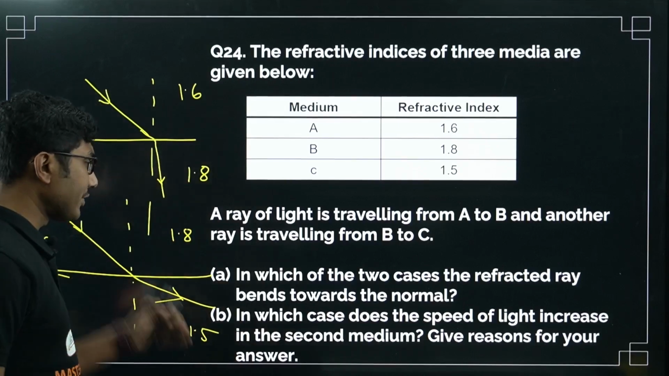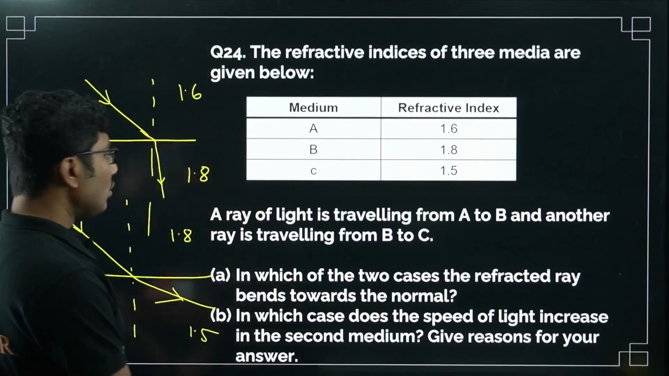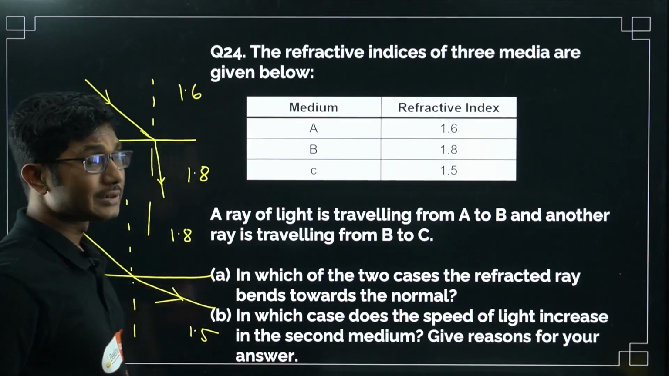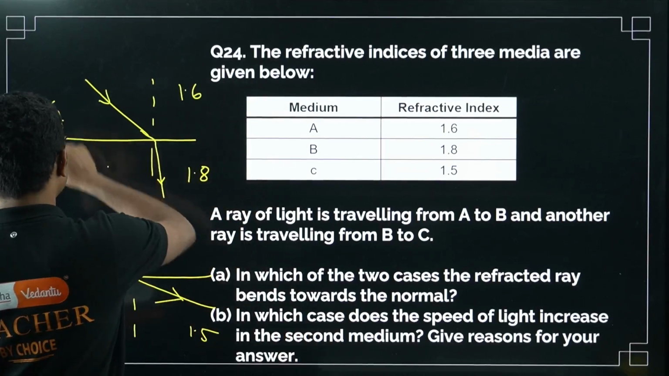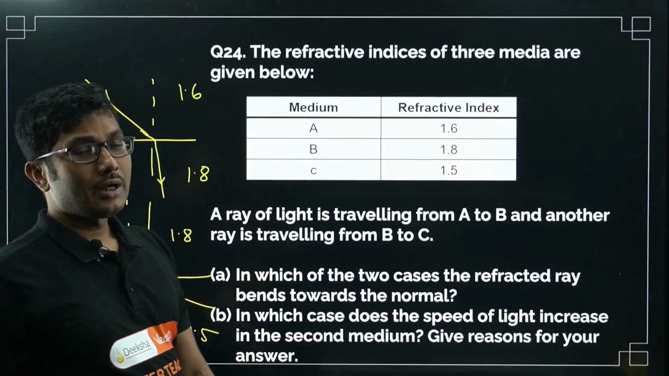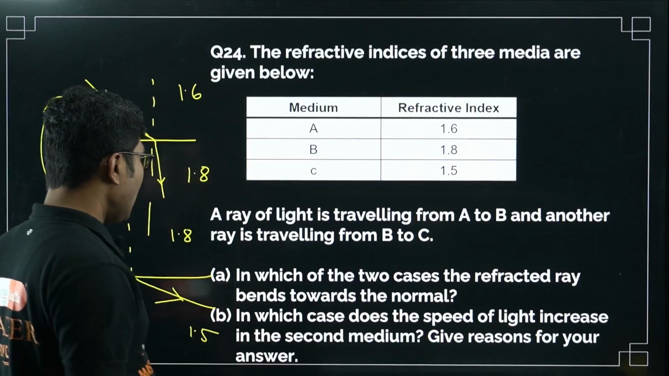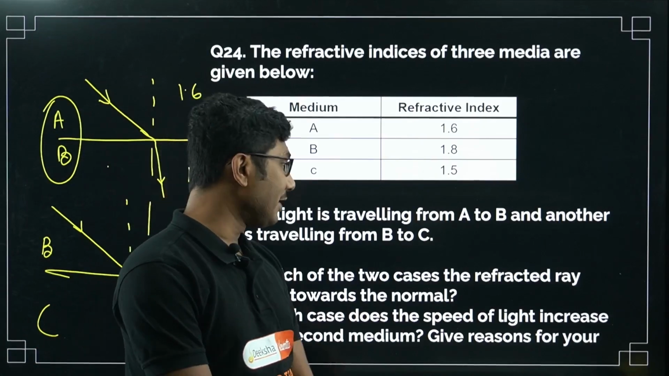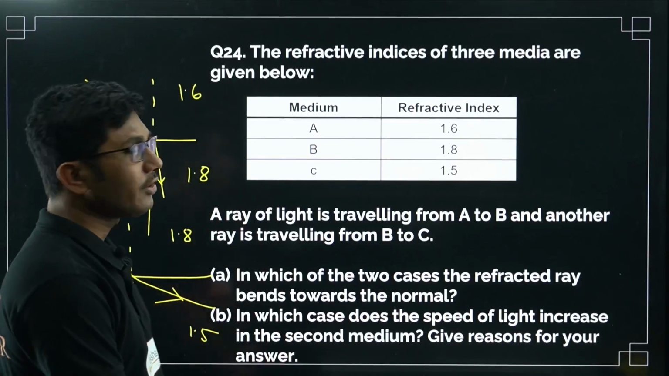Now let's see what the questions are. In which of the 2 cases does the refracted ray bend towards the normal? Obviously, as we have seen, the ray bends towards the normal when the light ray travels from A to B. So in the first case we observe the light ray bending towards the normal. In which case does the speed of light increase in the second medium? Give the reasons for your answer.